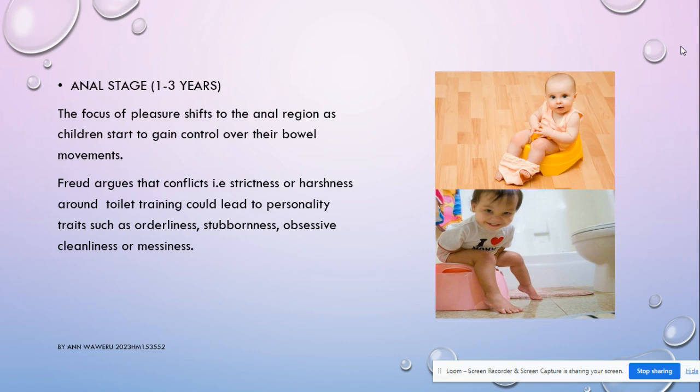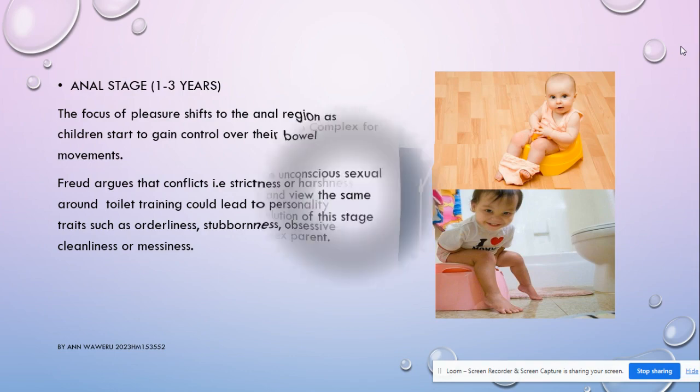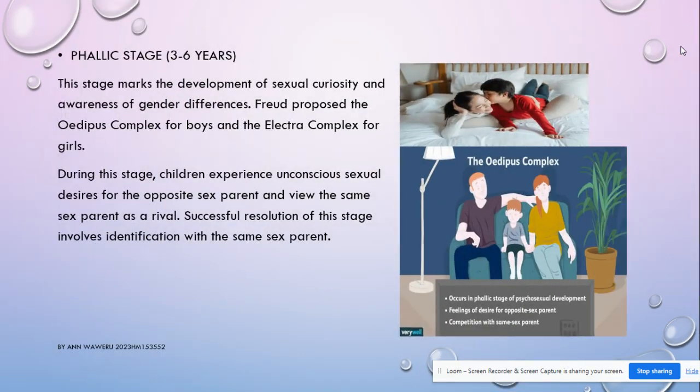Here you find that if you are harsh to the child, they could eventually become a very clean and very orderly person. Or if you are too tough on them, the child can become stubborn or even a very messy person. The third stage is the phallic stage.